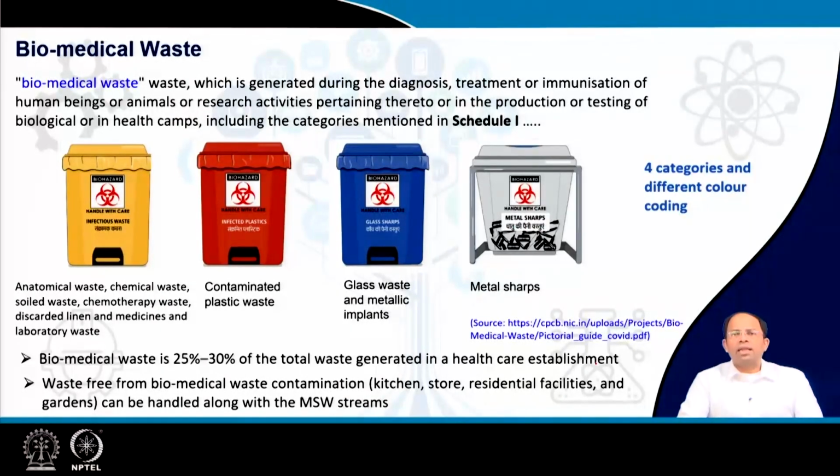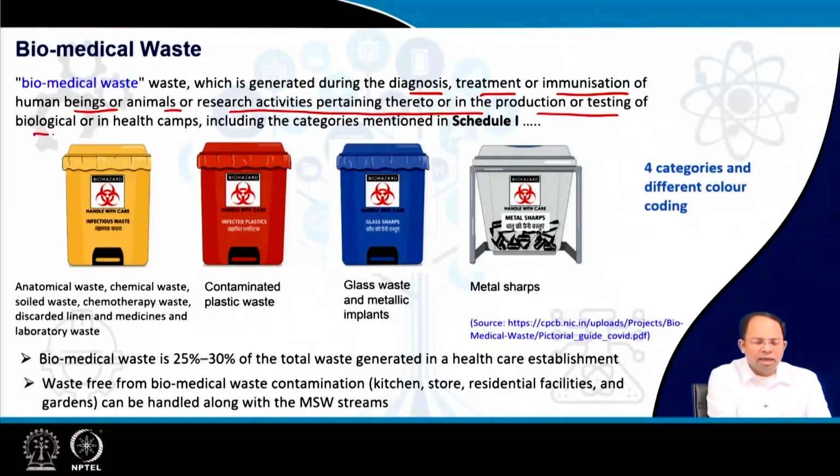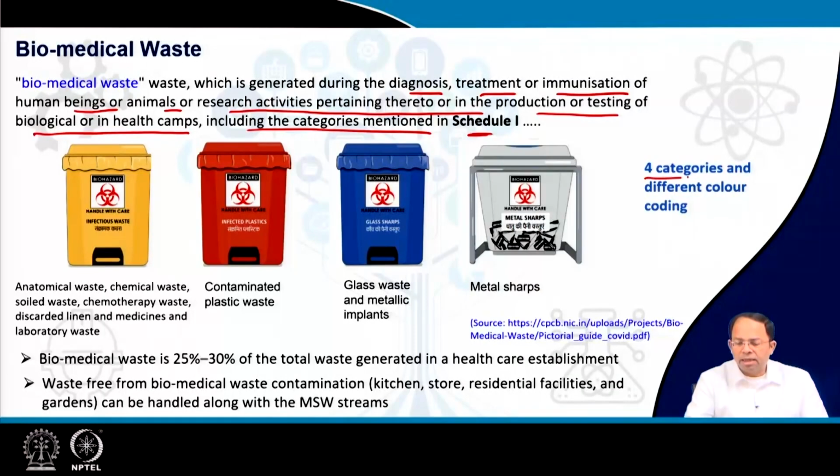Then coming to the other kinds of special waste, we will talk about biomedical waste. Biomedical waste is that which is generated during diagnosis, treatment or immunization of human beings or animals, or research activities pertaining thereto, or in the production or testing of biological or in health camps, including categories mentioned in Schedule 1. The biomedical waste management rules in Schedule 1 give a detailed list of what categories of waste are there and what falls under those categories. Usually there are 4 categories, and they are also coded in different colors.